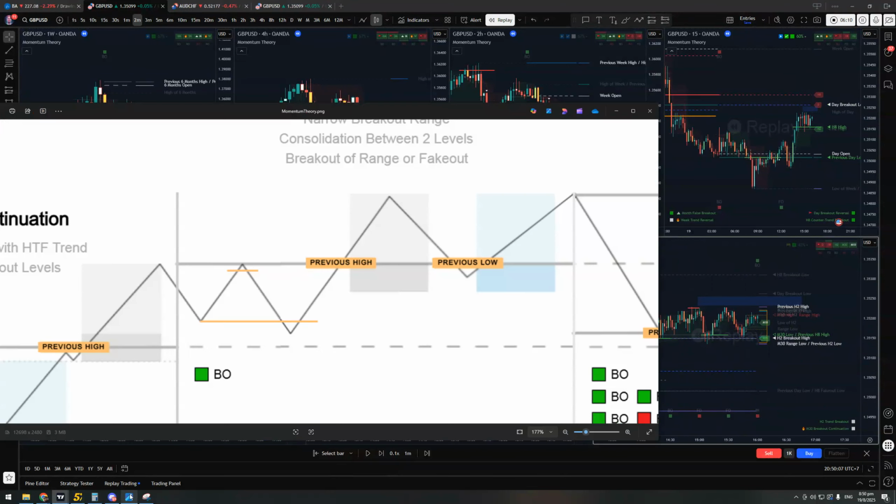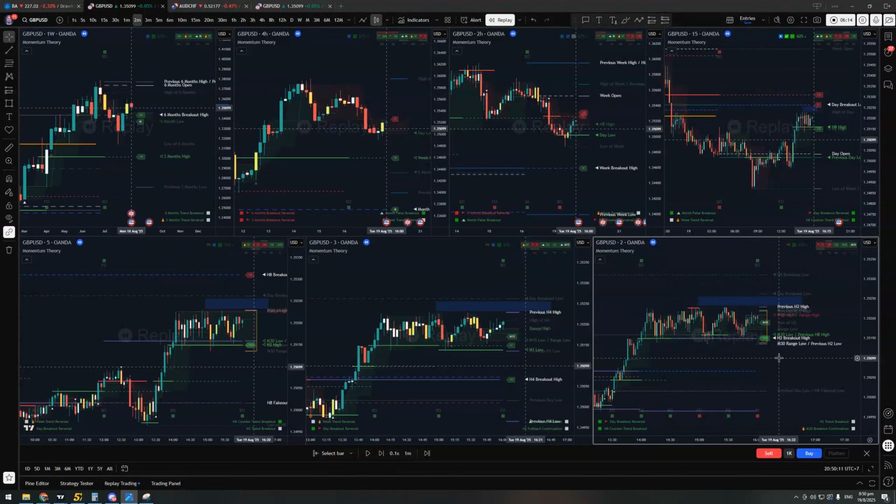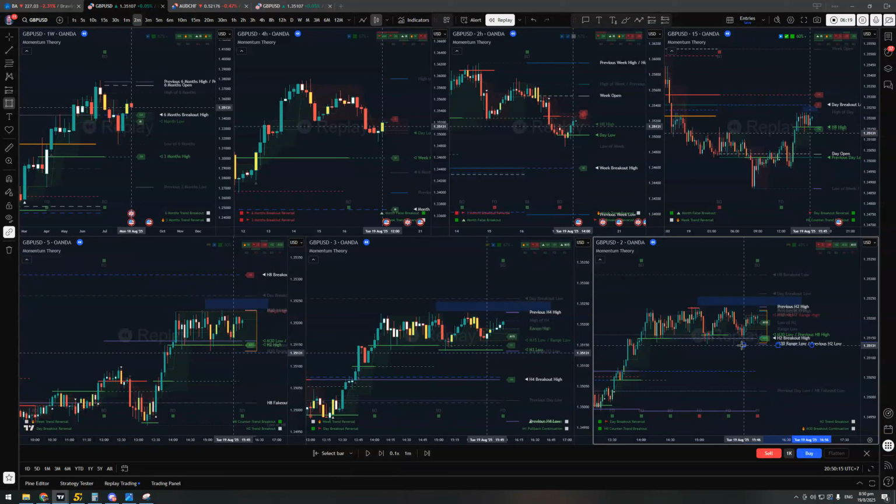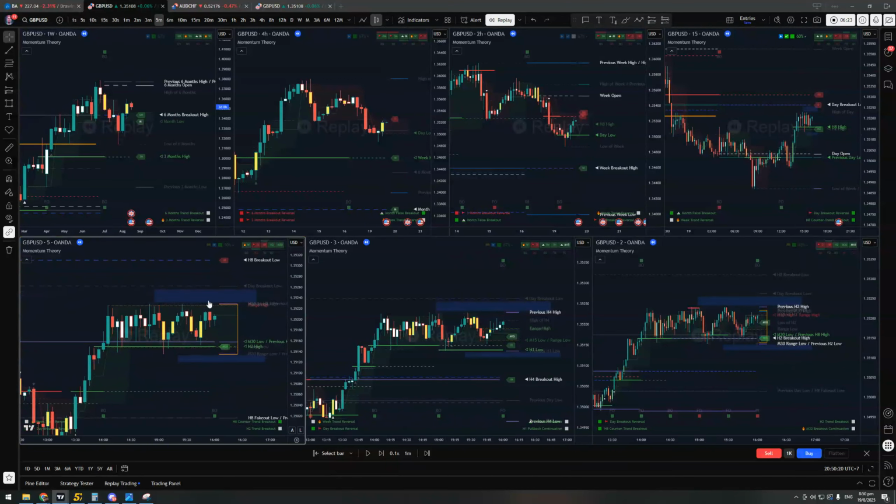And then second thing I'm looking for is for price to get down and take out that entire consolidated range. So I want to see price come down and take out the entire consolidated range down here. I want to see a fake out from around here. Easier to see on the M5 here. There's a very tight range. I want to see price reject the top and then get down and take out that entire consolidated range.